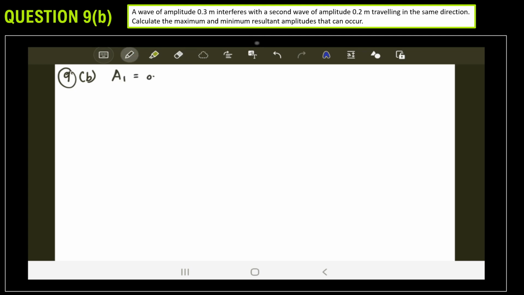The amplitude of the first wave is 0.3 meter and the amplitude of the second wave is 0.2 meter. It's traveling in the same direction. Calculate the maximum and minimum resultant amplitudes that can occur. So now we want to calculate the maximum and the minimum resultant amplitude. Let's say for the first one, we want to find the maximum amplitude.